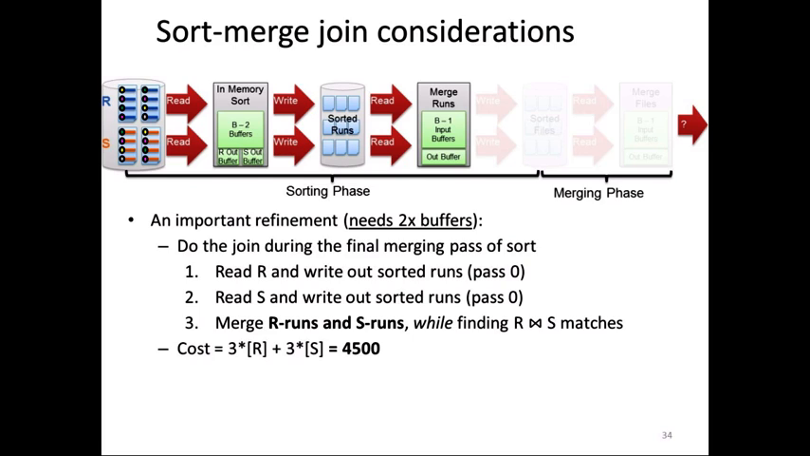That works in the following way. We do the join during the final merge pass of the sort. So we read R and sort chunks of R and write them, of course, and that is pass 0. We do the same for S. But then, remember the merging stage of sorting, we merge R runs and S runs, and at the same time we find join matches between the two. And in that case, the cost will be just 3 times R plus 3 times S, so a bit less than what we had before.